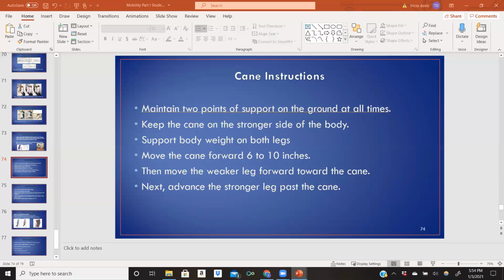and then you're going to move that cane in the right arm on the right side of the body forward approximately 6 to 10 inches. And then once you move that cane forward, you move the weaker leg toward the cane. So the cane always goes on the stronger side of the body, but the affected extremity moves first. And then you advance the stronger leg past the cane.